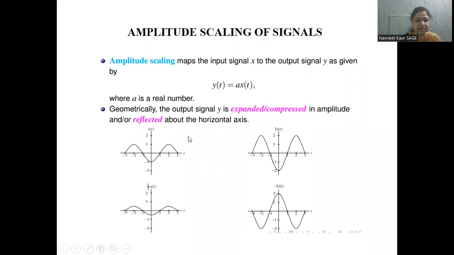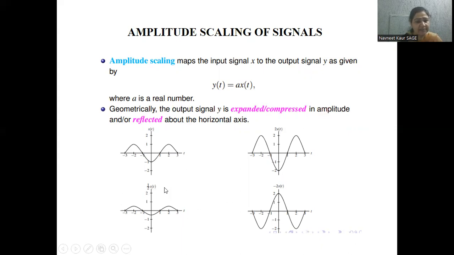Now suppose here the signal x(t) is represented by this sinusoid. Now if I want to find out 2x(t), we can see this sinusoid has maximum value +1 and minimum value -1. Now 2x(t) will be amplitude scaled by a factor of 2. That means here the maximum value will be 2 and the minimum value will be -2.